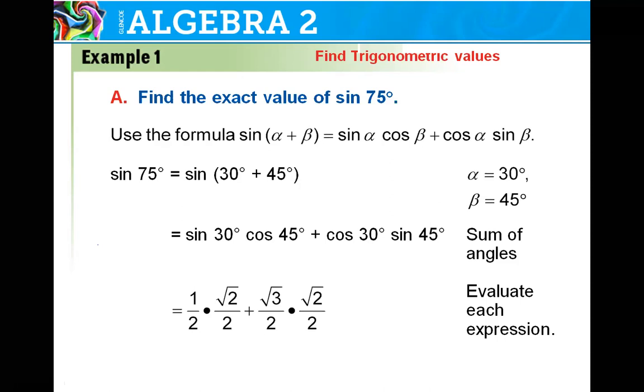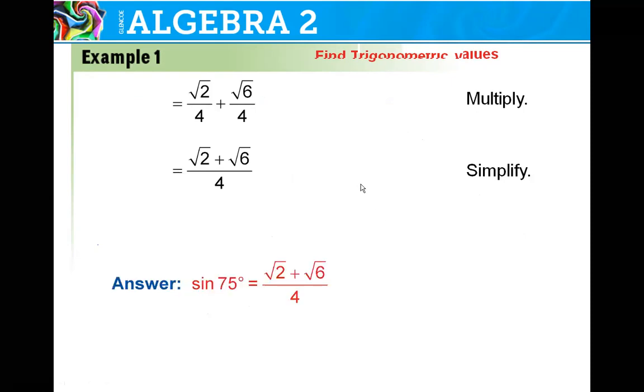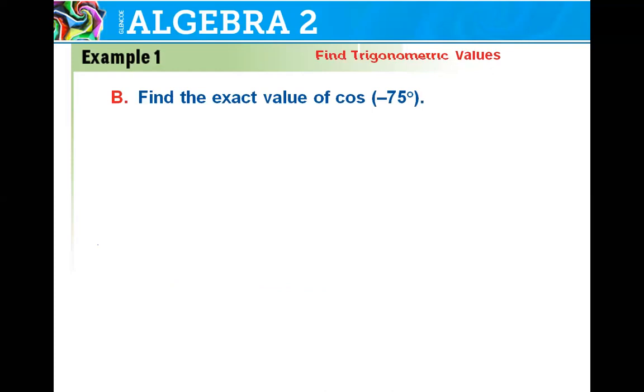Okay, let's go to the next example. Here I can complete this: it's root 2 over 4 plus root 6 over 4. By calculating, you have a common denominator, put 4 and add them to be root 2 plus root 6. We're going to the next example.